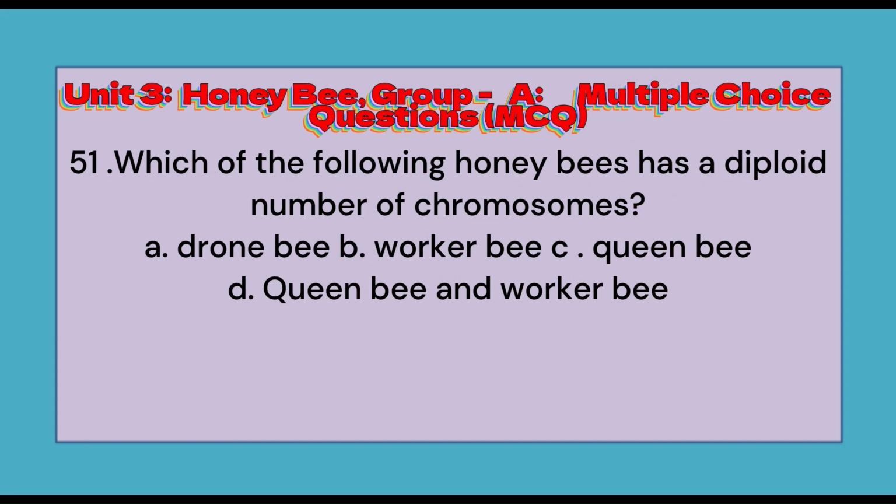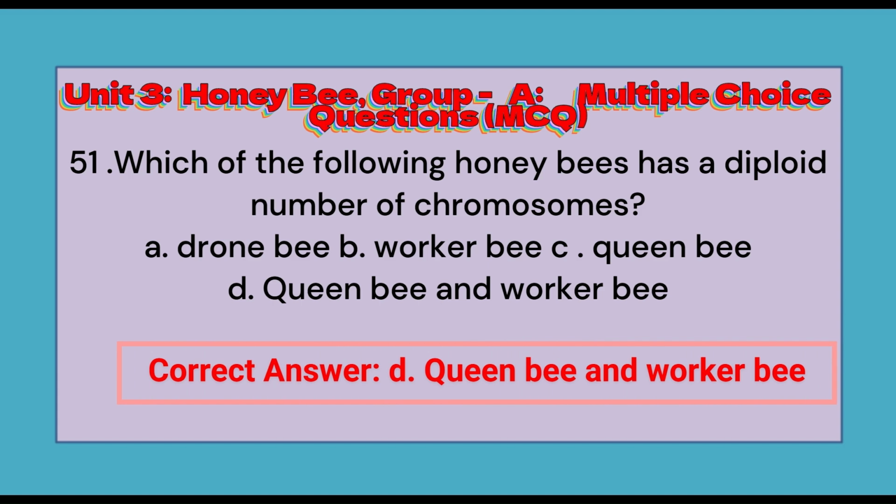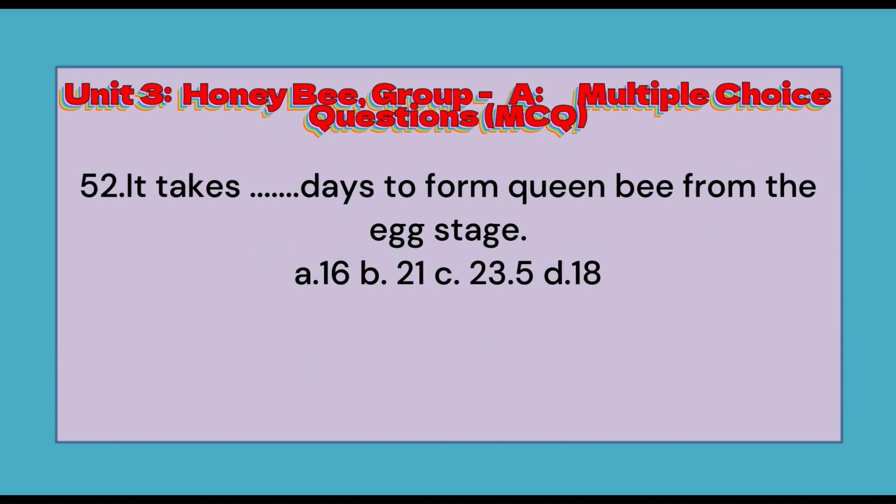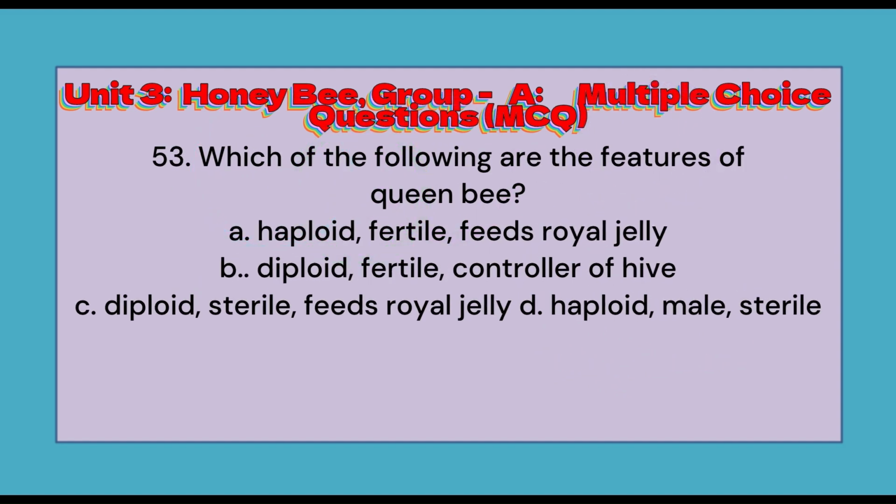51. Which of the following honey bees has a diploid number of chromosomes? A. Drone bee. B. Worker bee. C. Queen bee. D. Queen bee and worker bee. Correct answer: D. Queen bee and worker bee. 52. It takes days to form queen bee from the egg stage. A. 16. B. 21. C. 23.5. D. 18. Correct answer: A. 16.